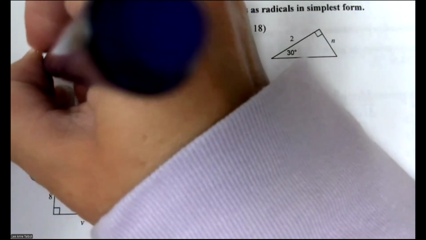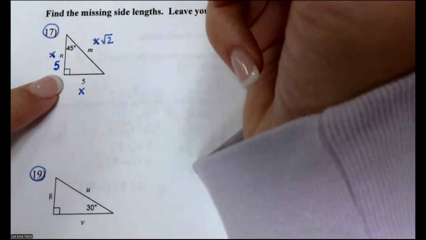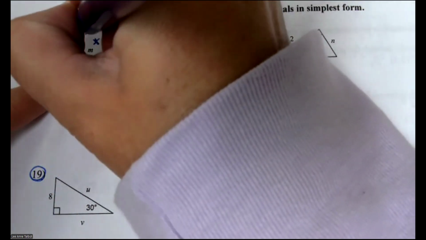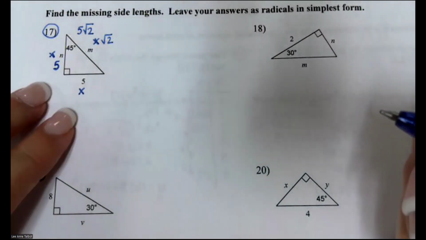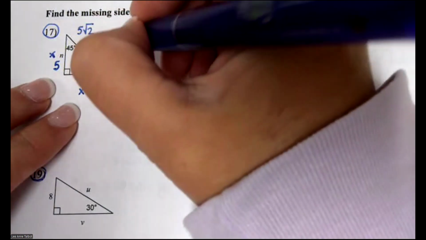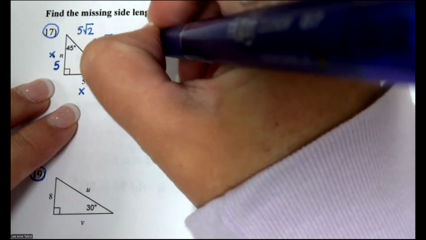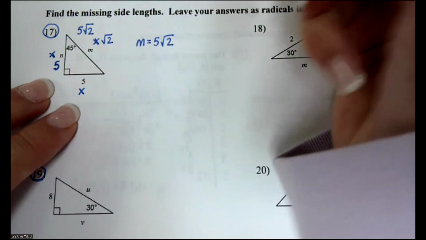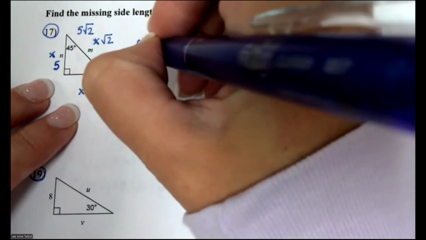Okay, so that means this is 5. So this is 5. So this is 5 root 2. So m equals 5 root 2. N equals 5.